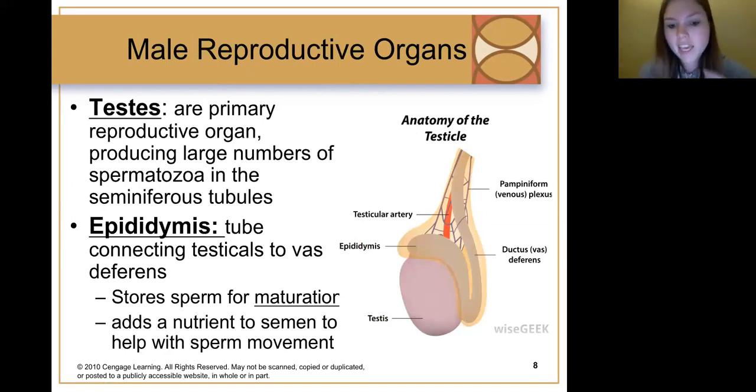They're going to be hanging out there, and then they need to mature because they don't just start off as mature cells. They have to mature before they're ready to actually fertilize an egg. And that nutrient added to semen that helps with sperm movement is really important, because obviously if you have sperm that can't move and can't get to where they need to get to, you're not going to have a very good fertility rate.